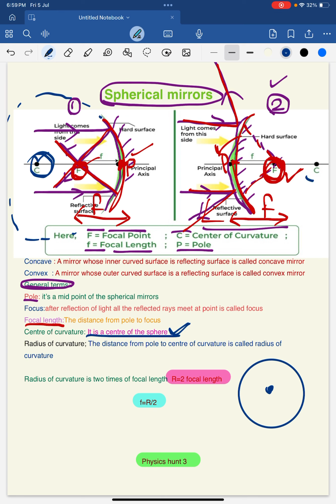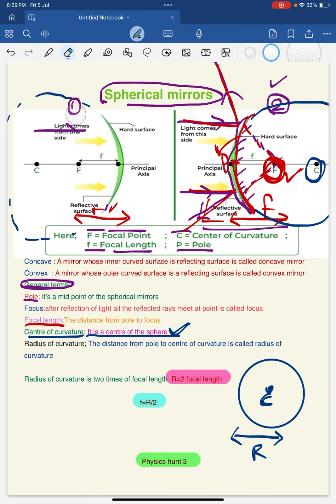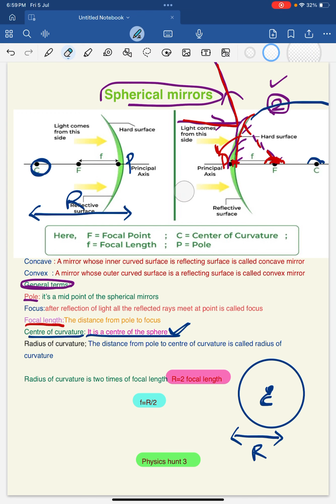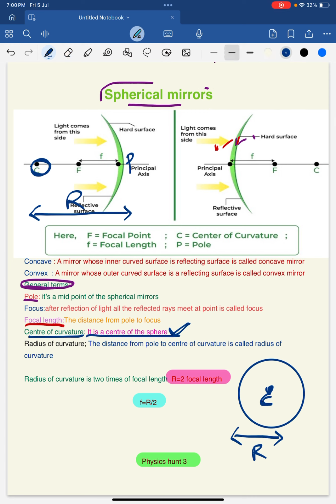Similarly, in the case of convex mirror also, the center is located here. If you extend this convex mirror like this, it looks like a sphere in shape, right? So if a sphere is present, there must be a central part, and the central part is nothing but the center of curvature. Okay, now the distance from pole to center of curvature is called radius of curvature. I will show you in the diagram itself. I told you already, this is the location of the pole and this is the center. From pole to center of curvature distance is called radius of curvature. Similarly, in the case of convex mirror also, look here, this is the pole and this is the center of curvature. The distance from pole to center of curvature is called radius of curvature.